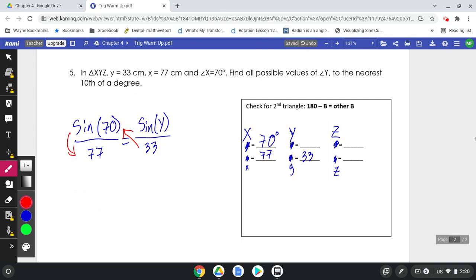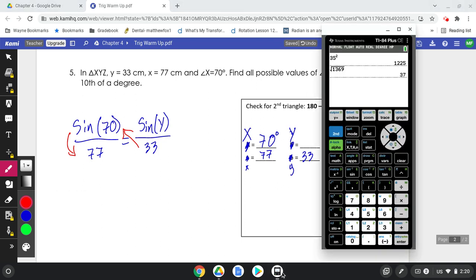So if we look at this, we'll do 33 times. Also, make sure you're in degree mode. Double check. I am already in degree mode. If not, you know how to change it. Okay, so 33 times the sine of 70 divided by 77. Now that's not our answer. We then have to hit second sine, second answer to take the inverse of that. We get 23.7 degrees.